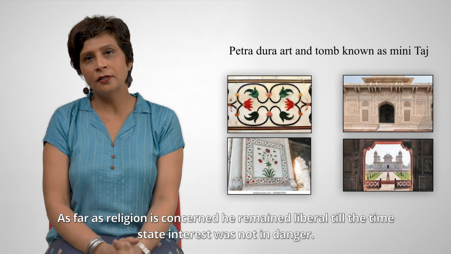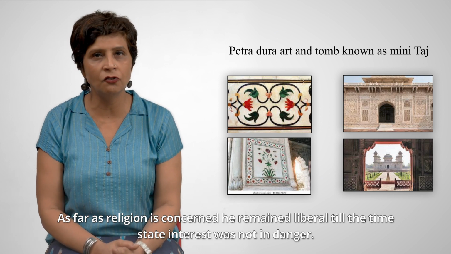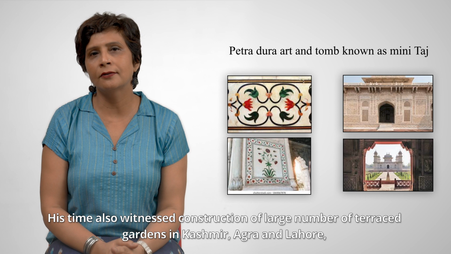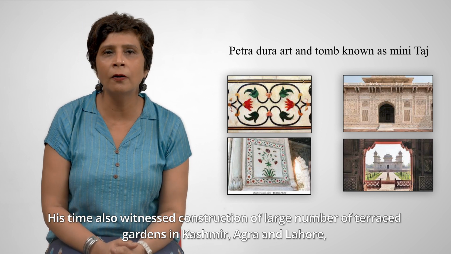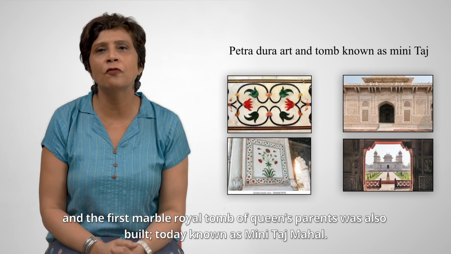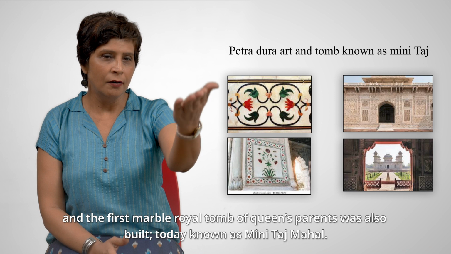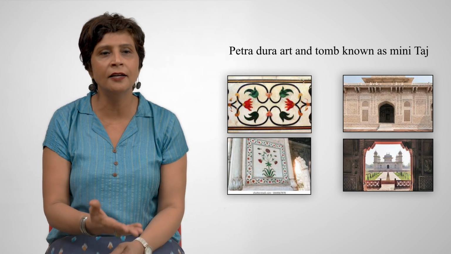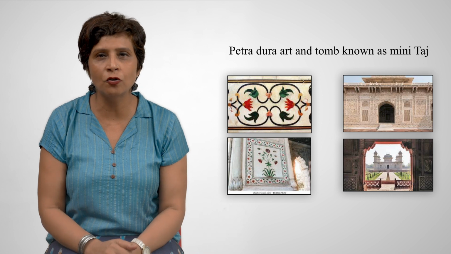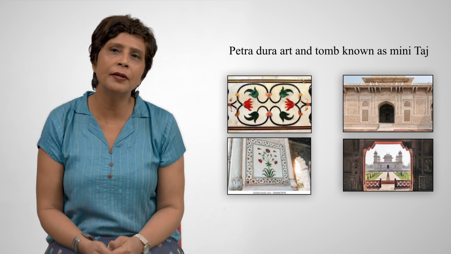As far as religion is concerned, he remained liberal as long as state interest was not in danger. His time also witnessed the construction of a large number of terraced gardens in Kashmir, Agra and Lahore, and the first marble royal tomb of the Queen's parents was also built, today known as the Mini Taj Mahal. The structure that you are seeing on the slide is Itmad-ud-Dawla's tomb, which is popularly known in Agra as the Baby Taj Mahal or the Mini Taj Mahal.